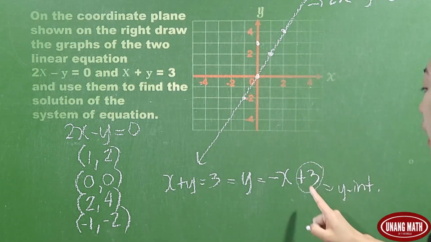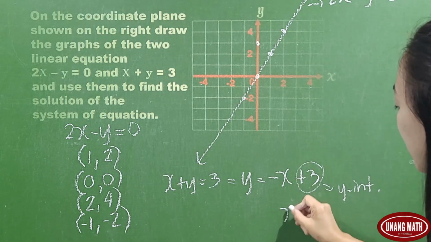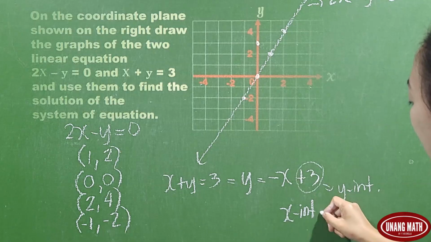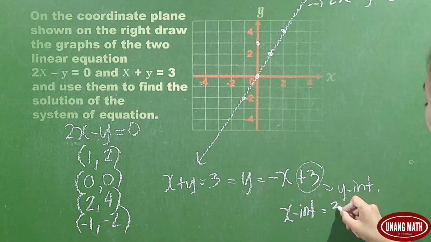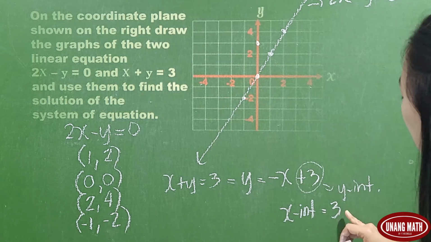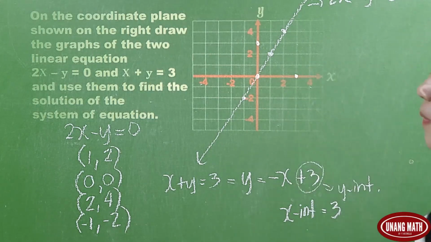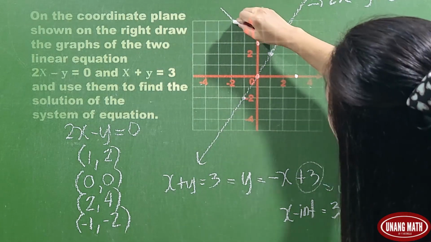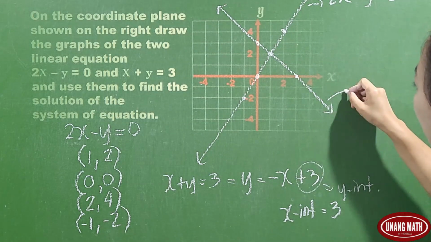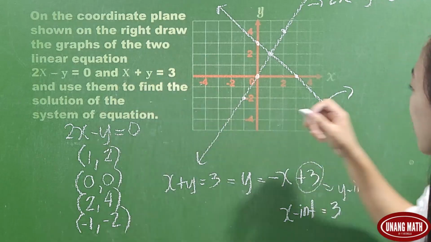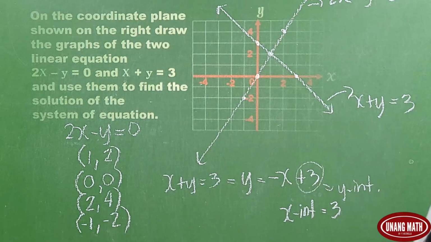So if 3 is our y-intercept, then that means the graph of this equation passes through this point, y-intercept 3. Okay, let's also find the x-intercept. The x-intercept is when y is 0. So if this is 0, then that means the x-intercept is 3. It's (3, 0), so this point. And if we are going to graph, then this is now the graph of this equation, x plus y is equal to 3.